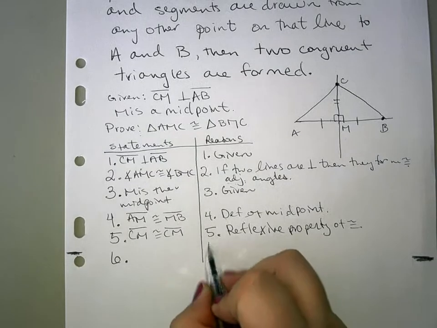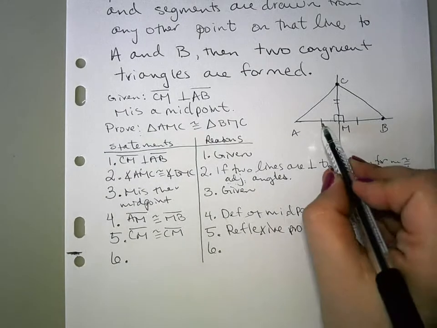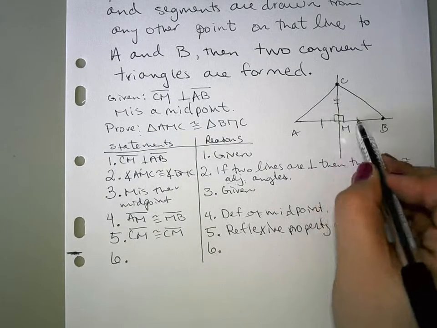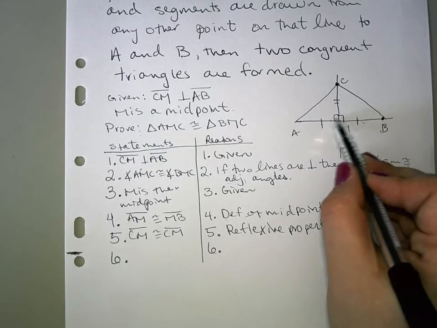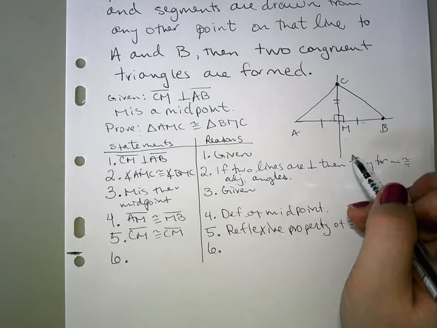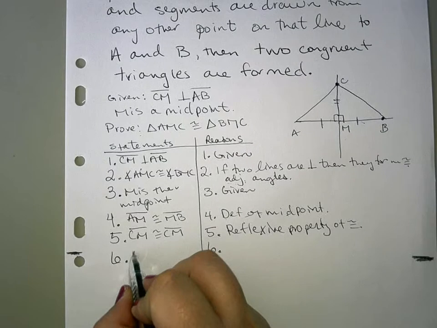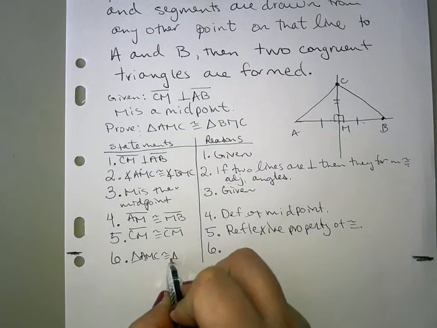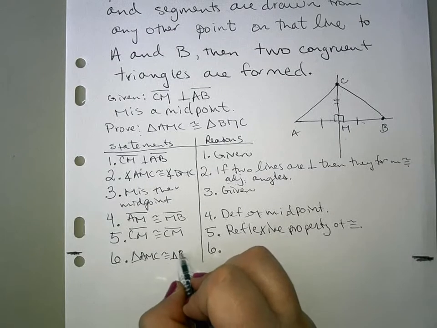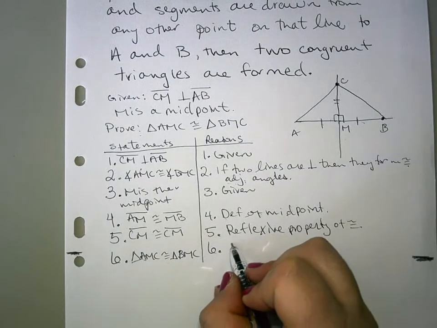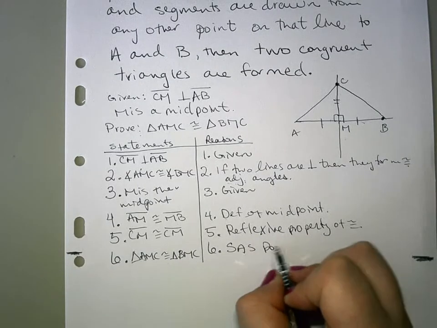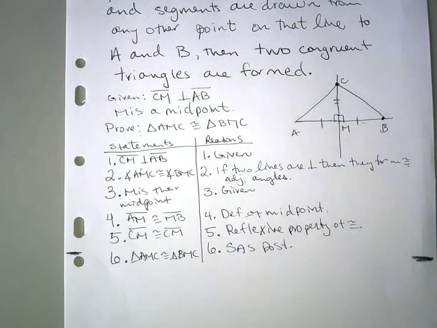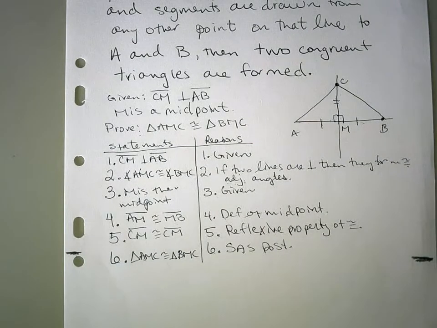Finally, the last step. So we have two corresponding pairs of sides congruent with an included angle, corresponding angles that are congruent. And so these two triangles, AMC and BMC, are congruent by the side angle side postulate. Now in class I demonstrated how to get the side, which that is also correct.